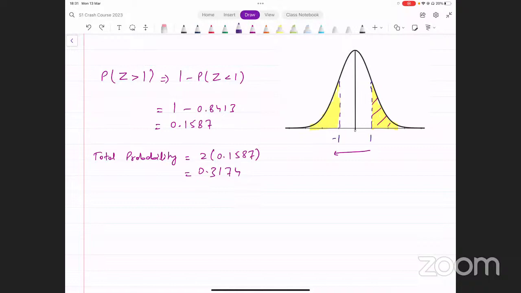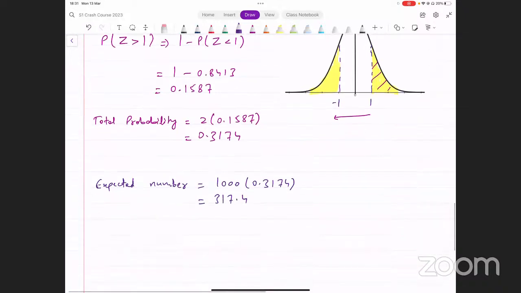What about 1,000 body feathers? Out of 1,000 body feathers, what would be the expected number that satisfies this condition? You would just say 1,000 into 0.3174, and that's going to give you 317.4. Now, since we're talking about body feathers, they can't be in decimals. It's better to write it as an integer, just round it off. When you round it off, it will become 317, and that is going to be your final result here.